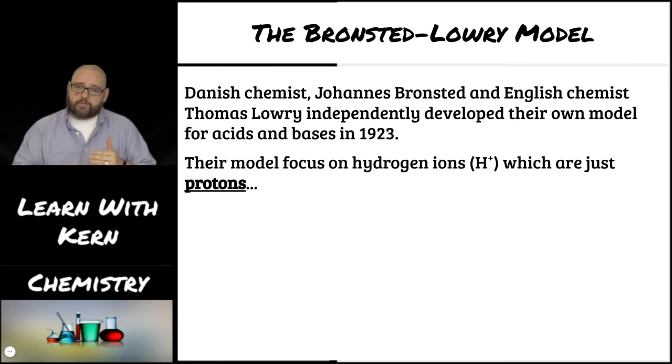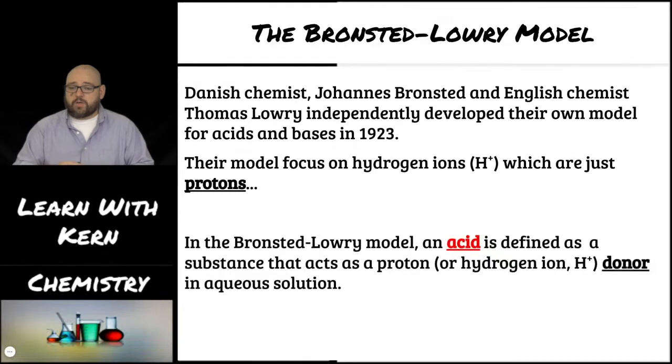Their model focuses not on the ionization of the formulas, but on hydrogen ions specifically, which are basically just protons. If you remember, a hydrogen atom is one proton with one electron circling around it. Well, if you take that electron away, you have a hydrogen ion. So a hydrogen ion is just a proton floating around. So when we're talking about hydrogen ions in the Bronsted-Lowry model, oftentimes they just refer to them as protons because that's what a hydrogen ion actually is.